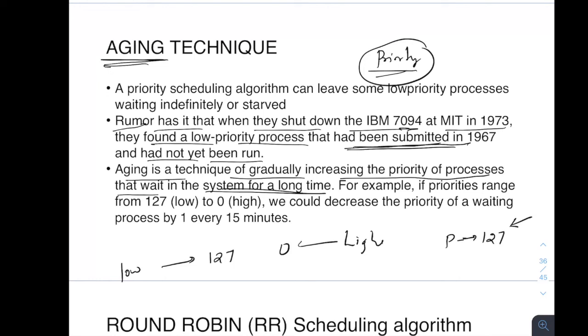Now what can happen is, after this process, all the processes with higher priority arrive, then this will never get the CPU. What you can do is, every 15 minutes decrease the priority of this by 1. So it will become 126, after 30 minutes it will become 125, and after some time, let's say 1 day or 2 days, it will finally become 0. And 0 is the highest, so of course this will get scheduled. Using the aging technique, you can prevent a low priority process from starvation.